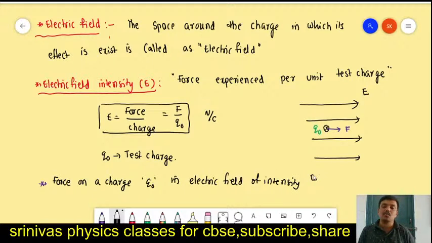I am placing one Q naught charge in the electric field. How much force acts on that? The force formula is E Q naught. From electric field intensity equal to F by Q naught, we write F equal to E Q naught. If you have any query, you write in the chat box. I'm going to erase this.